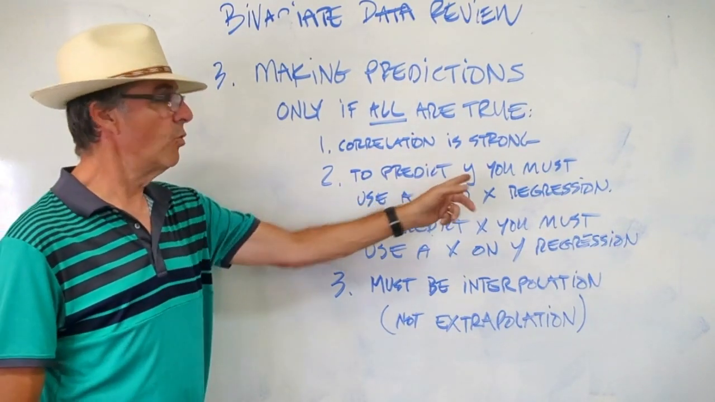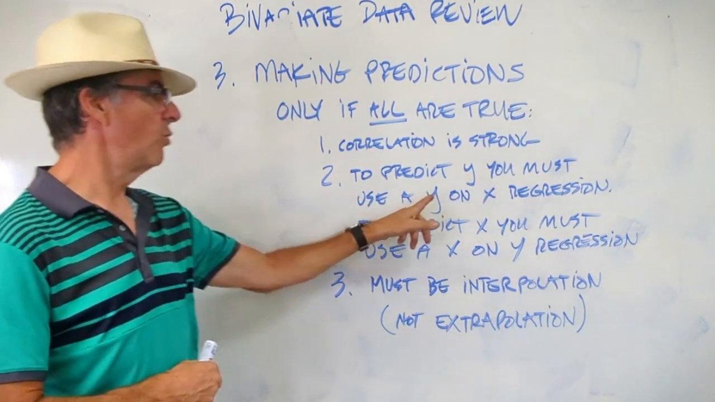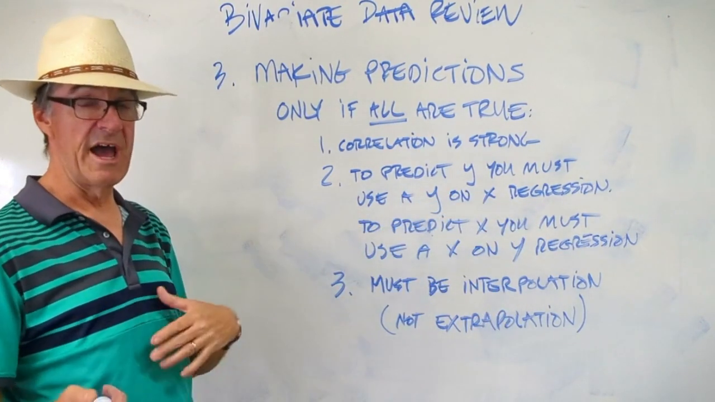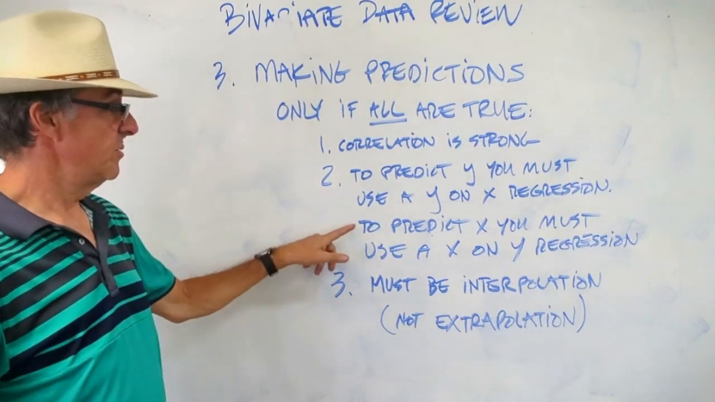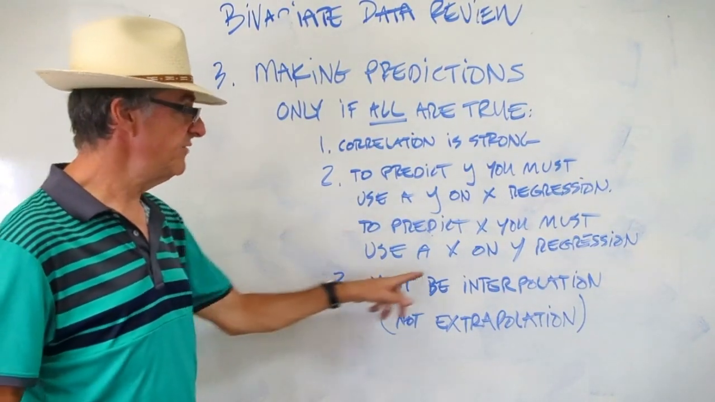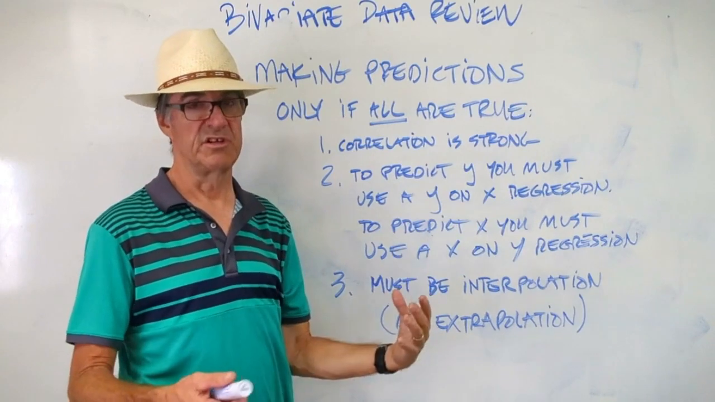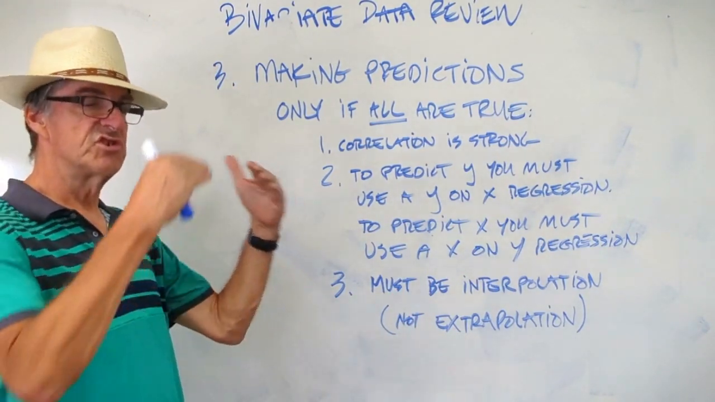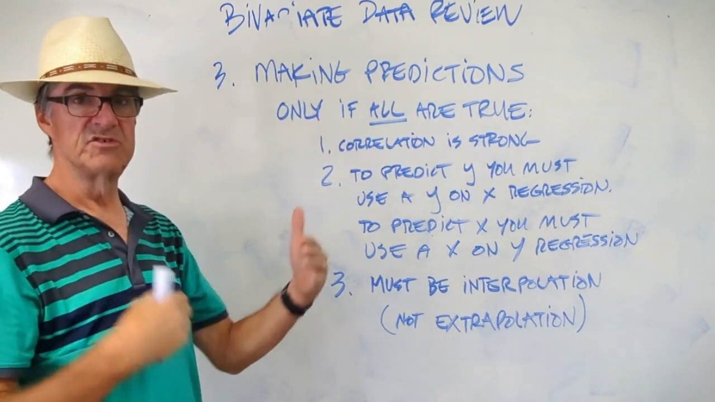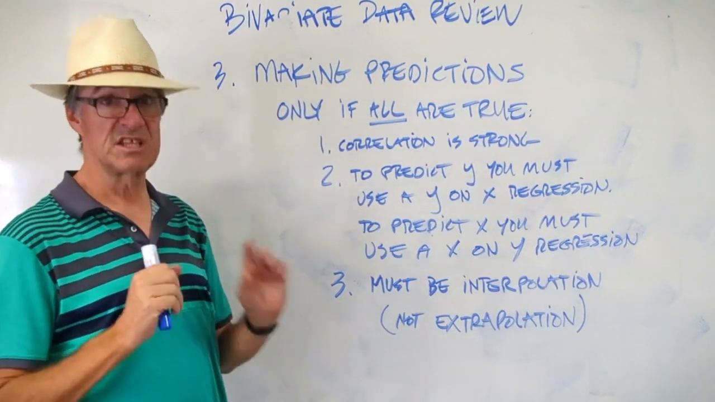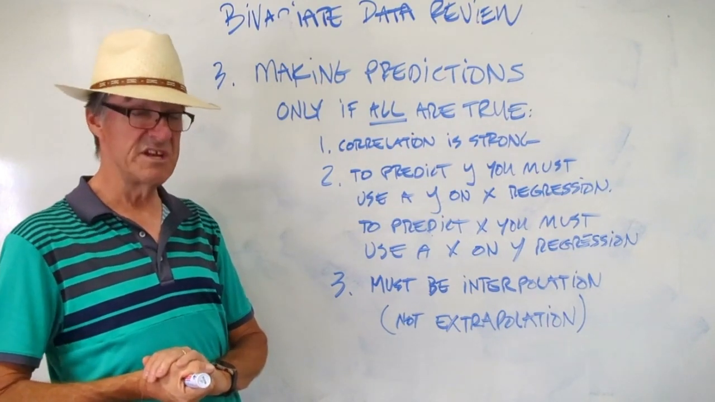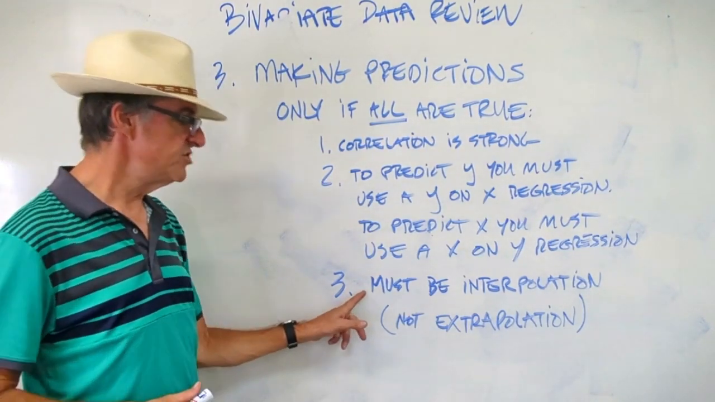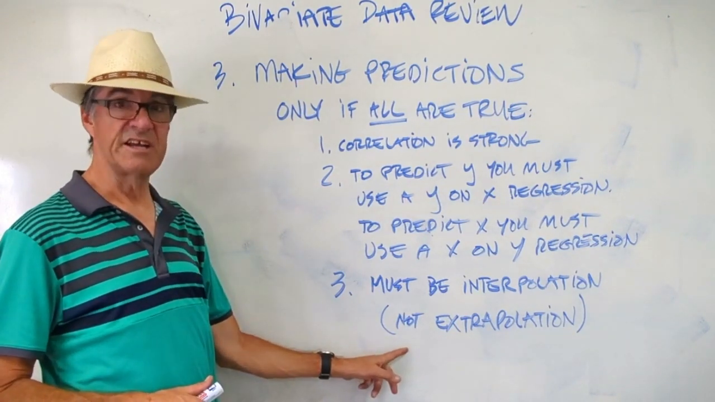Secondly, to predict a y value, you must use a y on x regression. You can't use an x on y. Conversely, to predict an x value, you have to do an x on y regression. And really the only difference is that you use the same two data sets, you just switch the x and the y values to run your regression, and you'll get a slightly different equation. Not terribly different, but it will be different. Finally, it must be an interpolation, not an extrapolation.